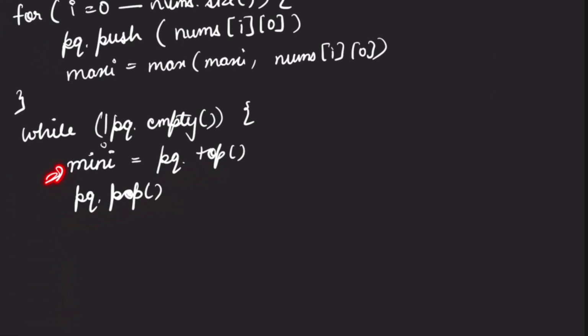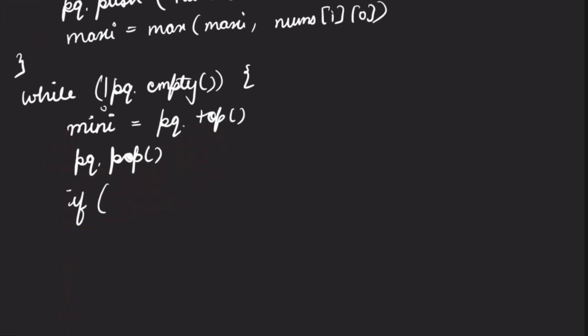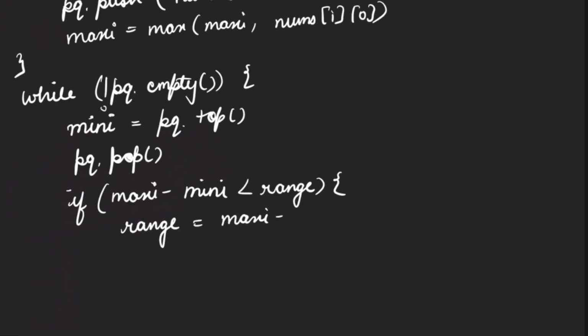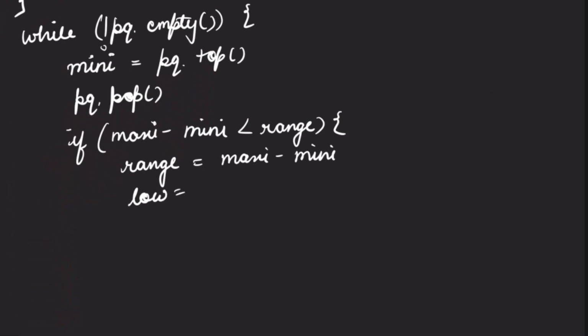So now you got the minimum. Now you will check if the difference between maximum and minimum is smaller than range. If it is smaller than range, then in that case we will update our range. So range will become maximum minus minimum. And since our range is updated, we will have to update low and high also. So low will become mini and high will become maxi. So this is what we'll do if this difference comes out lesser than range.